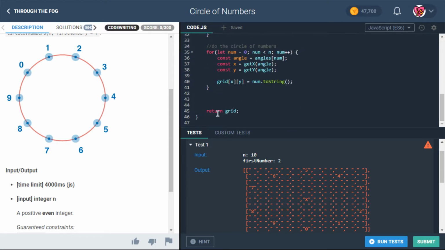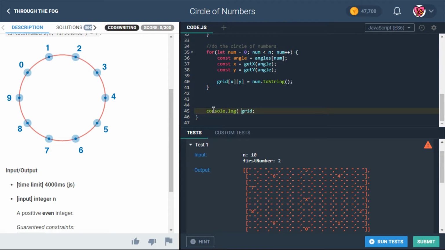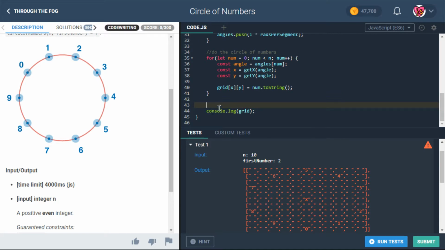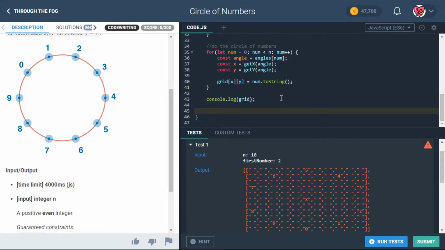So maybe instead of return grid, let's just do a console.log on the grid, just so we can still see it, because, you know, we like it. We're very proud of it. It looks beautiful. But it's not really what we want to be returning. What we want to return is the opposite number, right? So let's get our new angle, okay?